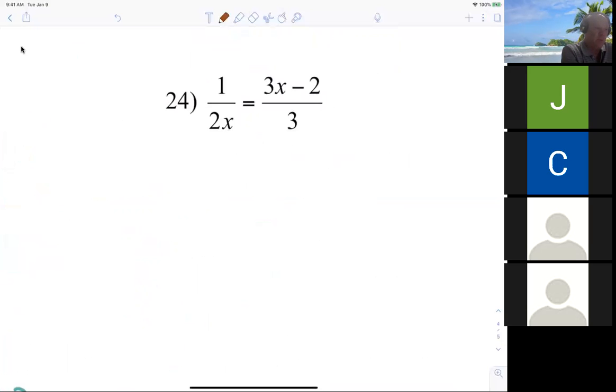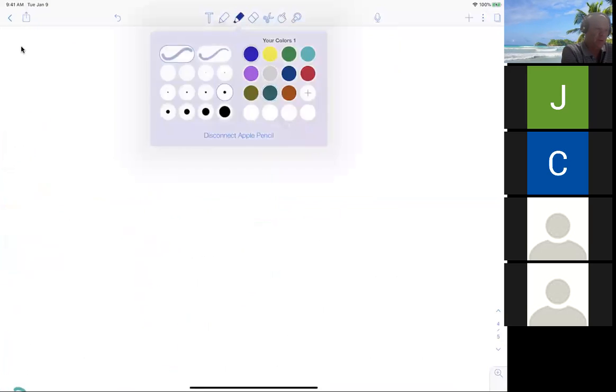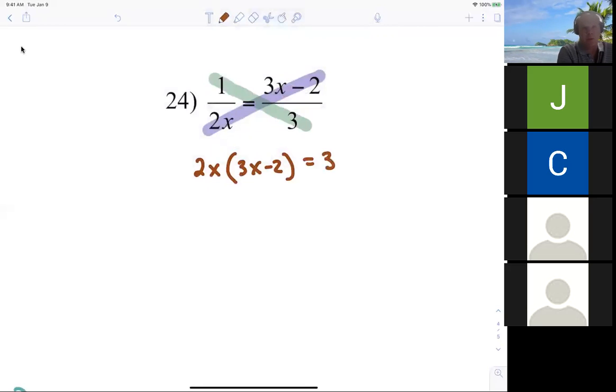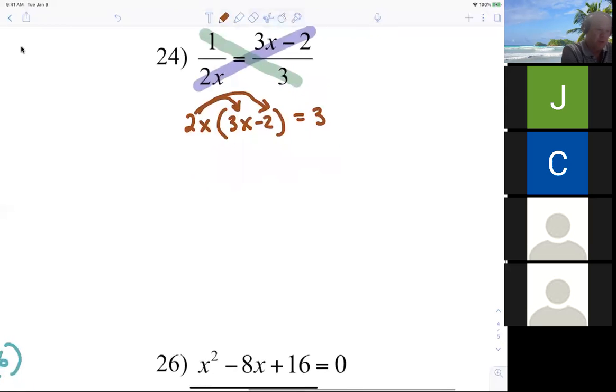So this is a proportion. To solve a proportion, you're supposed to cross multiply. So this would be 2x times 3x minus 2, then cross multiply this way, equals 3, okay? Now, it's not set equal to 0, so you have to set it equal to 0 by multiplying that. So that becomes 6x squared minus 4x equals 3.